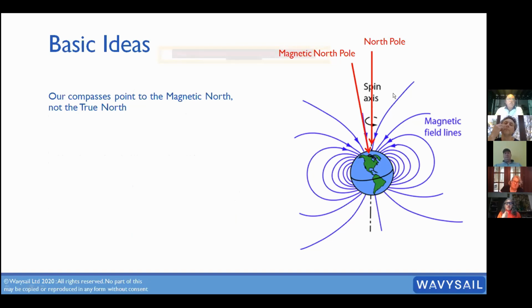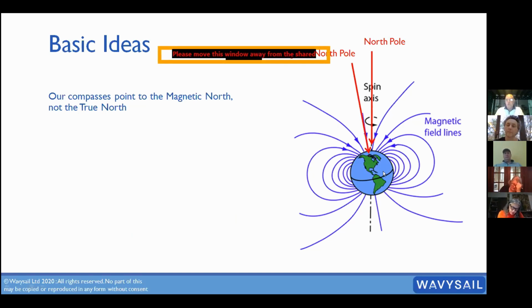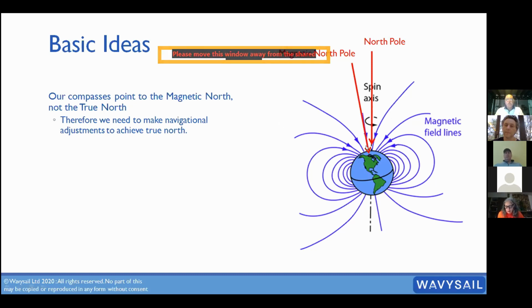So our compass points to magnetic north, not true north. Any compass does. Okay, it doesn't know where true north is. It's only looking for that point of this molten nickel core movement, of a big fat magnet of the planet. Okay, so therefore we need to make navigational adjustments to achieve true north.